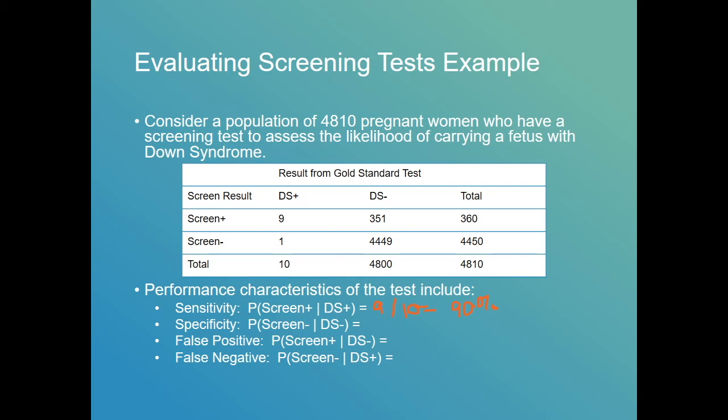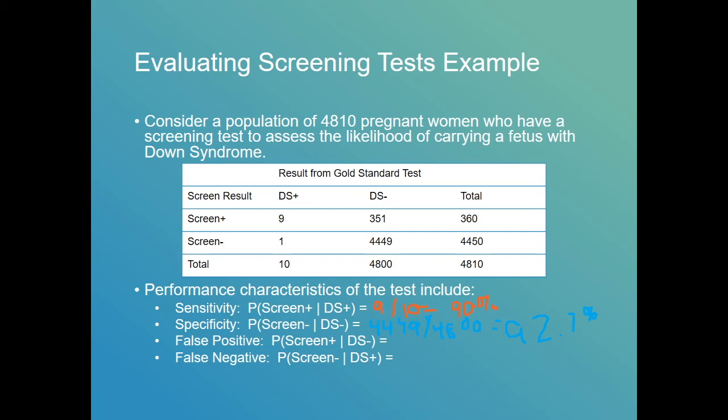Then we want to test the specificity, which is the screening negative, and they truly are negative. So they screened negative, which would be 4,449 divided by 4,800. So the total number that is with a gold standard screened negative. And that would give us about 92.7%. Again, multiplying by 100 after we get that result.